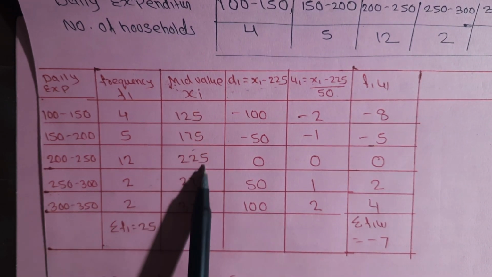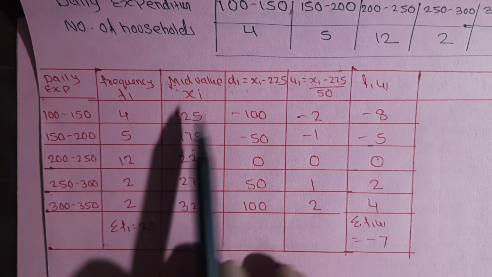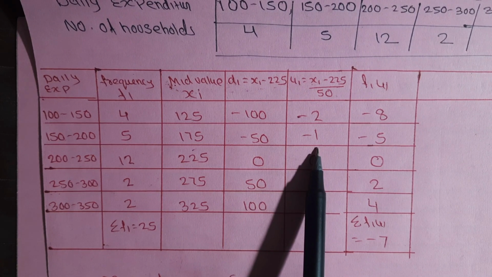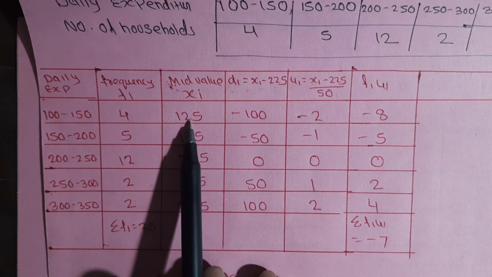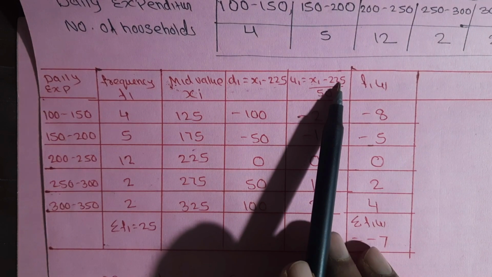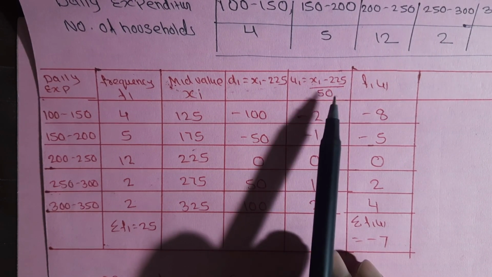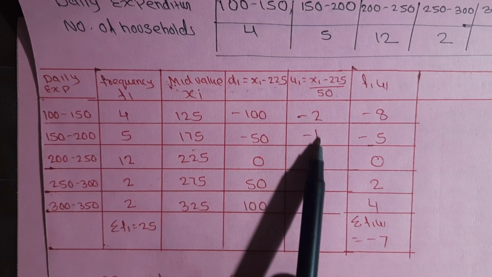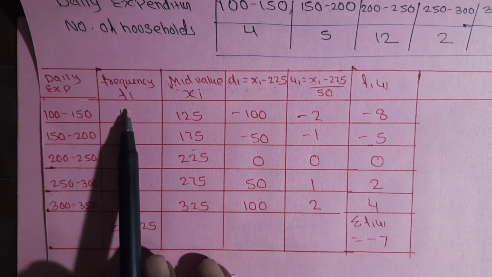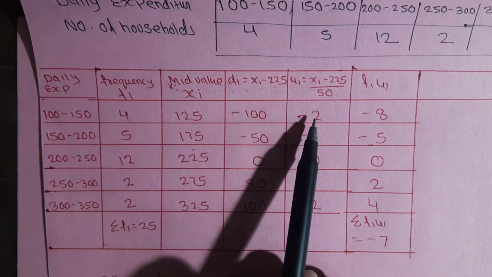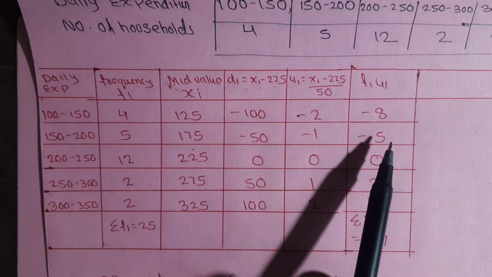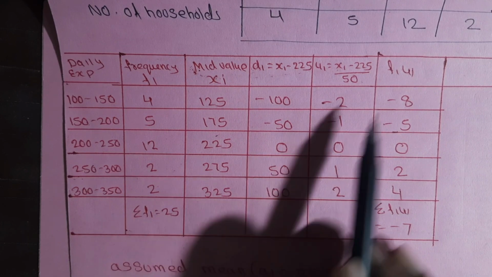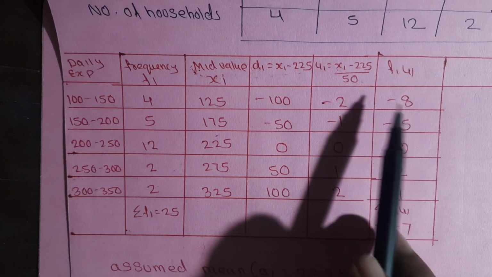From here you have to just subtract 225 from each value, and you will get this value. For finding u1, x1 is 125 minus 225, and you have to divide by 50. Why 50? Because 50 is the class interval. If you divide it, you will get this answer. Now this is f1, this is u1. You multiply 4 into -2 is -8, 5 into -1 is this, and here you add. This is sigma, the sum total, of f1 u1.